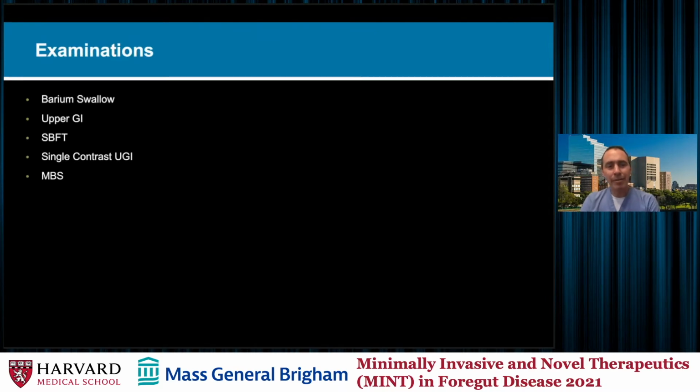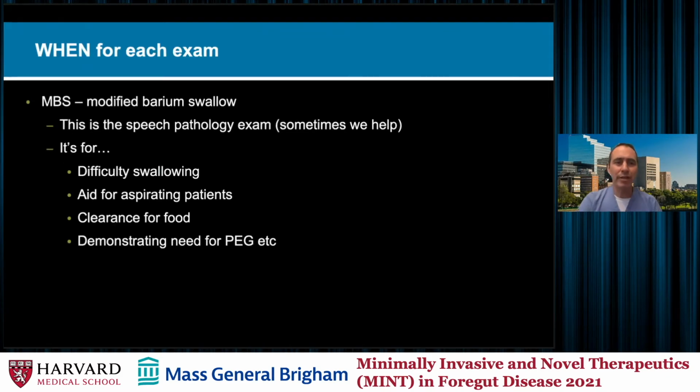All right, so here are the different studies that you're presented with when you're trying to decide what do we order in these circumstances, right? Do I want a barium swallow? Do I want an upper GI, which includes the stomach and the duodenum, a small bowel follow-through, a single contrast upper GI versus when we talk about a barium swallow or upper GI, really what we're talking about is a double contrast examination, and a modified barium swallow. All right, so when for each exam?